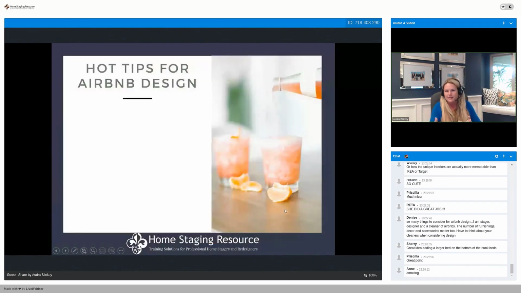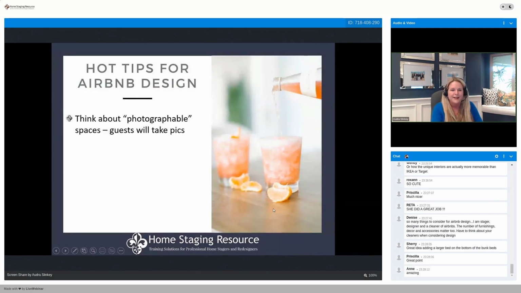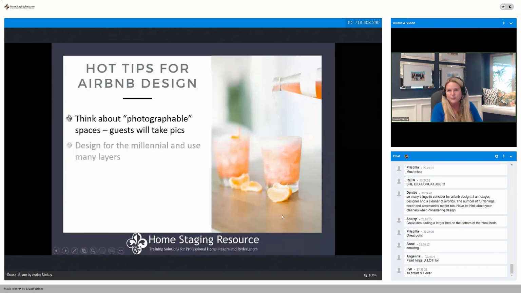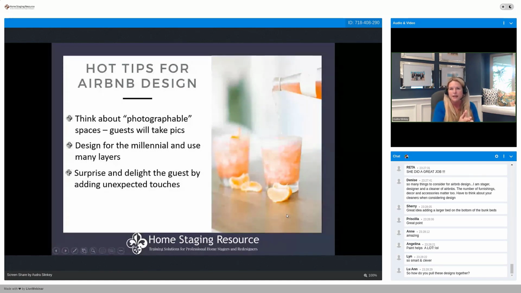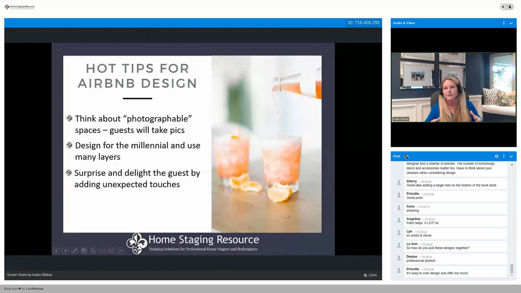So let's talk about some of those hot tips. I know some of you are even putting in your hot tips. So, if you have some hot tips for Airbnb design, go ahead and put them in the chat too. But it is about those photographable spaces. It's really about eyes on the home. Remember the generation you're going to be designing for, or at least know the target market. Every area is different, right? Whether it's lake, mountain, or college town, there are so many different ways that you can create that brand.